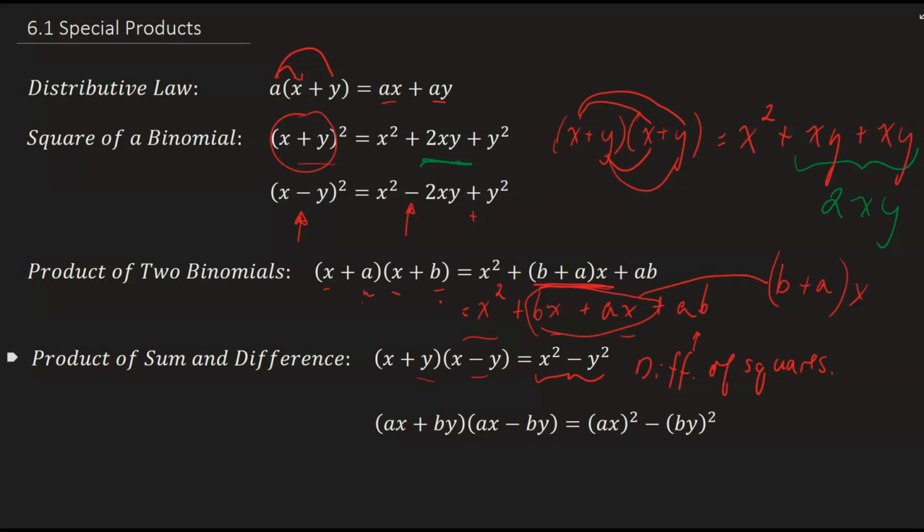And we also have a more elaborate view of that, which is ax plus by multiplied by ax minus by. That's a sum and difference, product of a sum and difference. And so we end up with ax all squared minus by all squared.